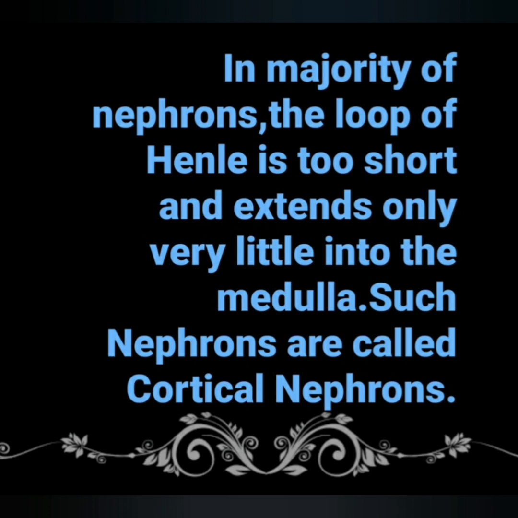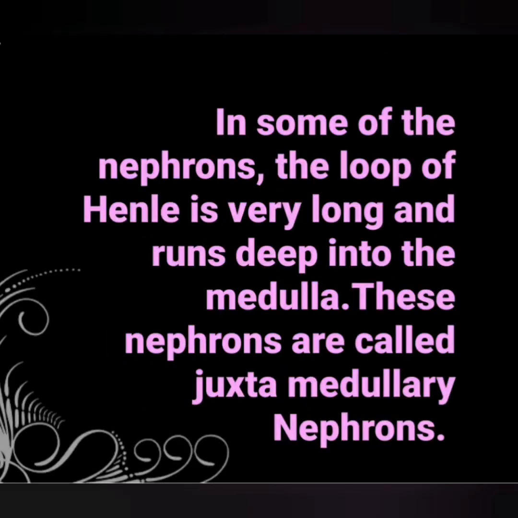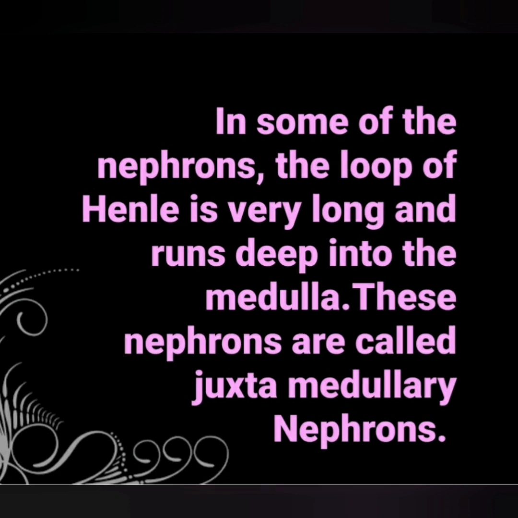In the majority of nephrons, the loop of Henle is too short and extends only very little into the medulla and such nephrons are called cortical nephrons. Whereas in some of the nephrons, the loop of Henle is very long and runs deep into the medulla and these nephrons are called juxtamedullary nephrons. Observe and try to understand the previously posted diagram. Hope you understood the concept well.